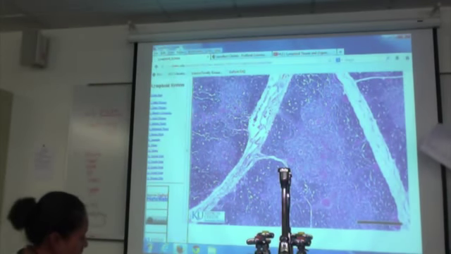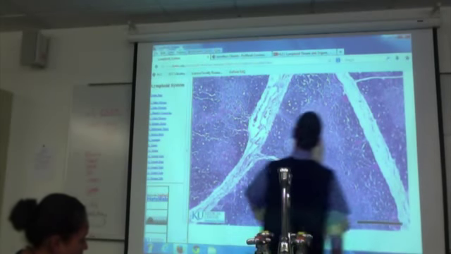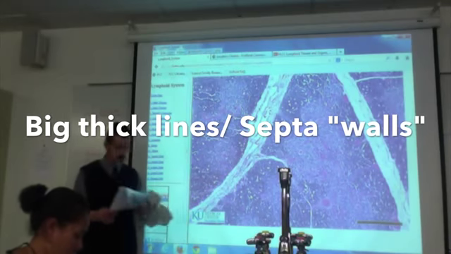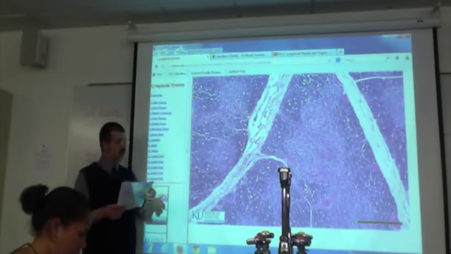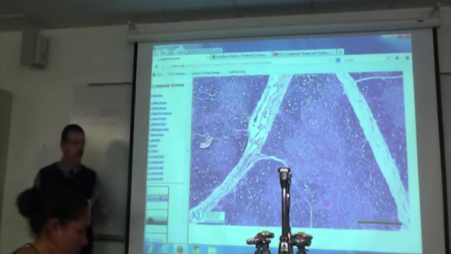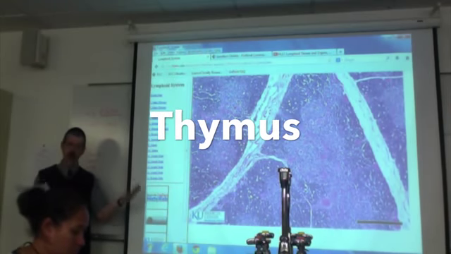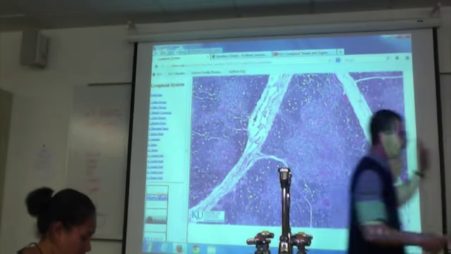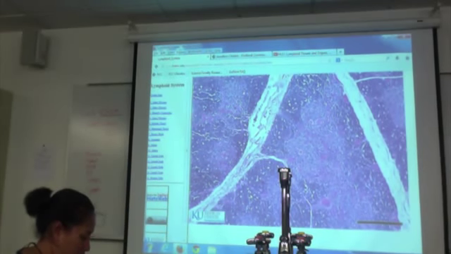Those big old white things. Good answer. So this looks like everything else, but I don't remember these big lines or septa, meaning wall. Therefore, this is a thymus. You take a lymph node and put walls in it, and now you are a thymus. Right? So septum makes walls. So this is a thymus.